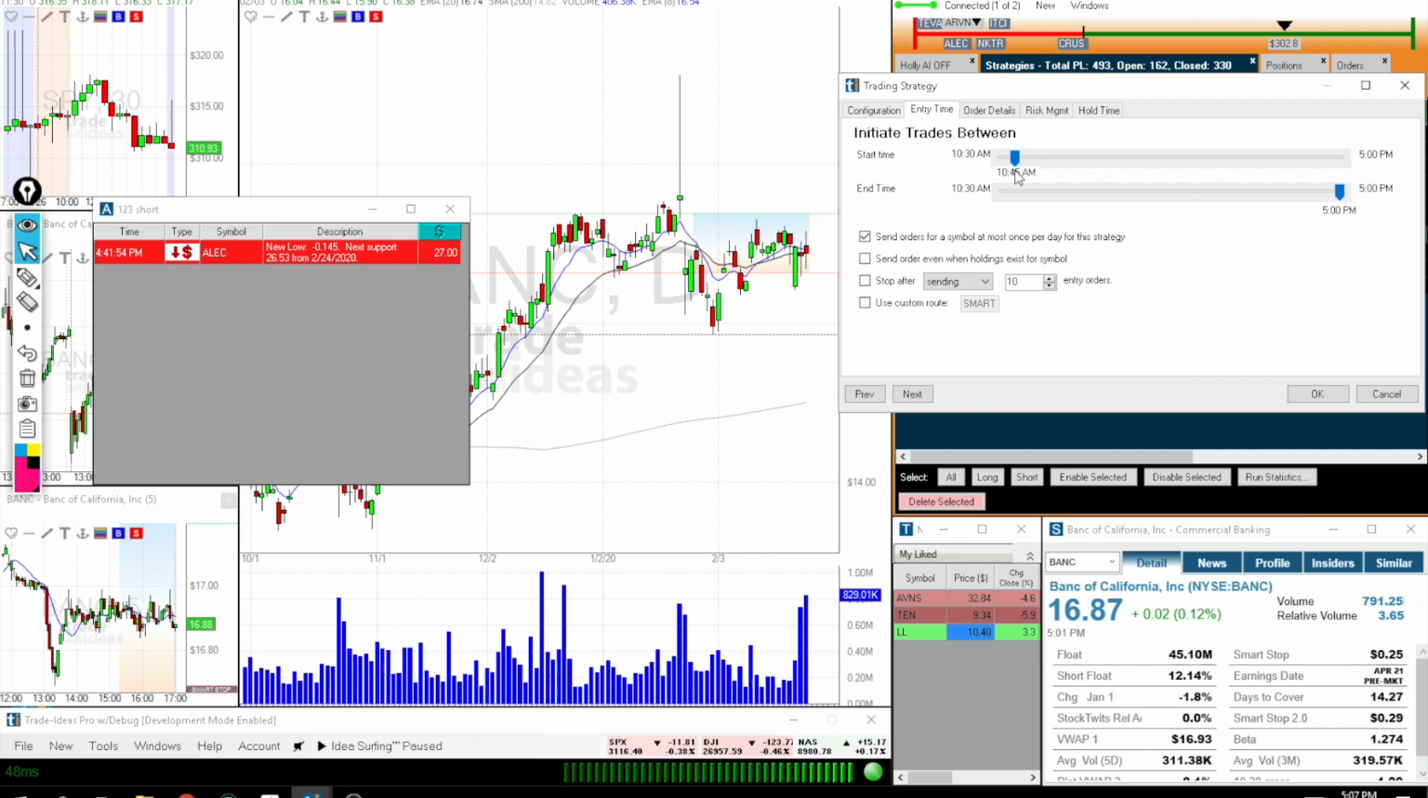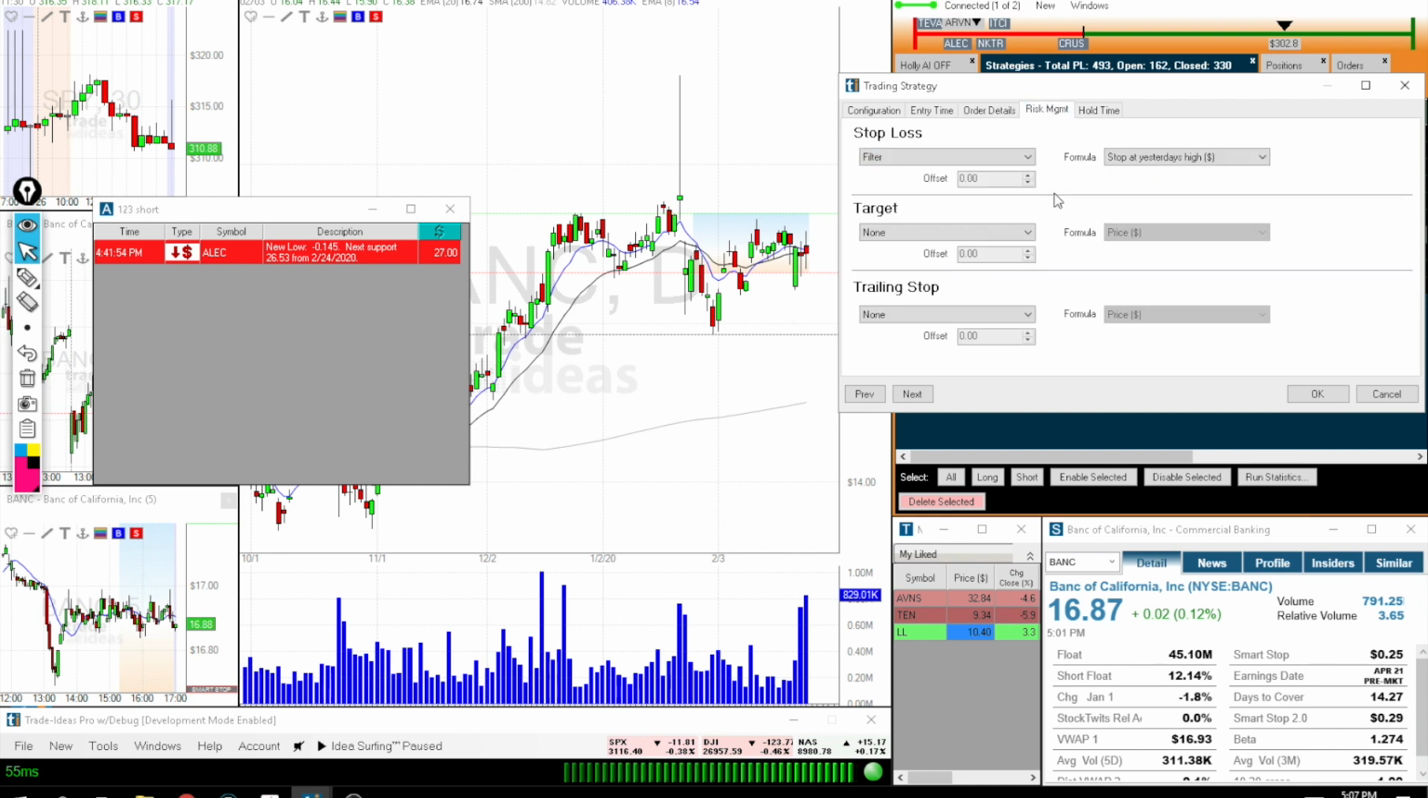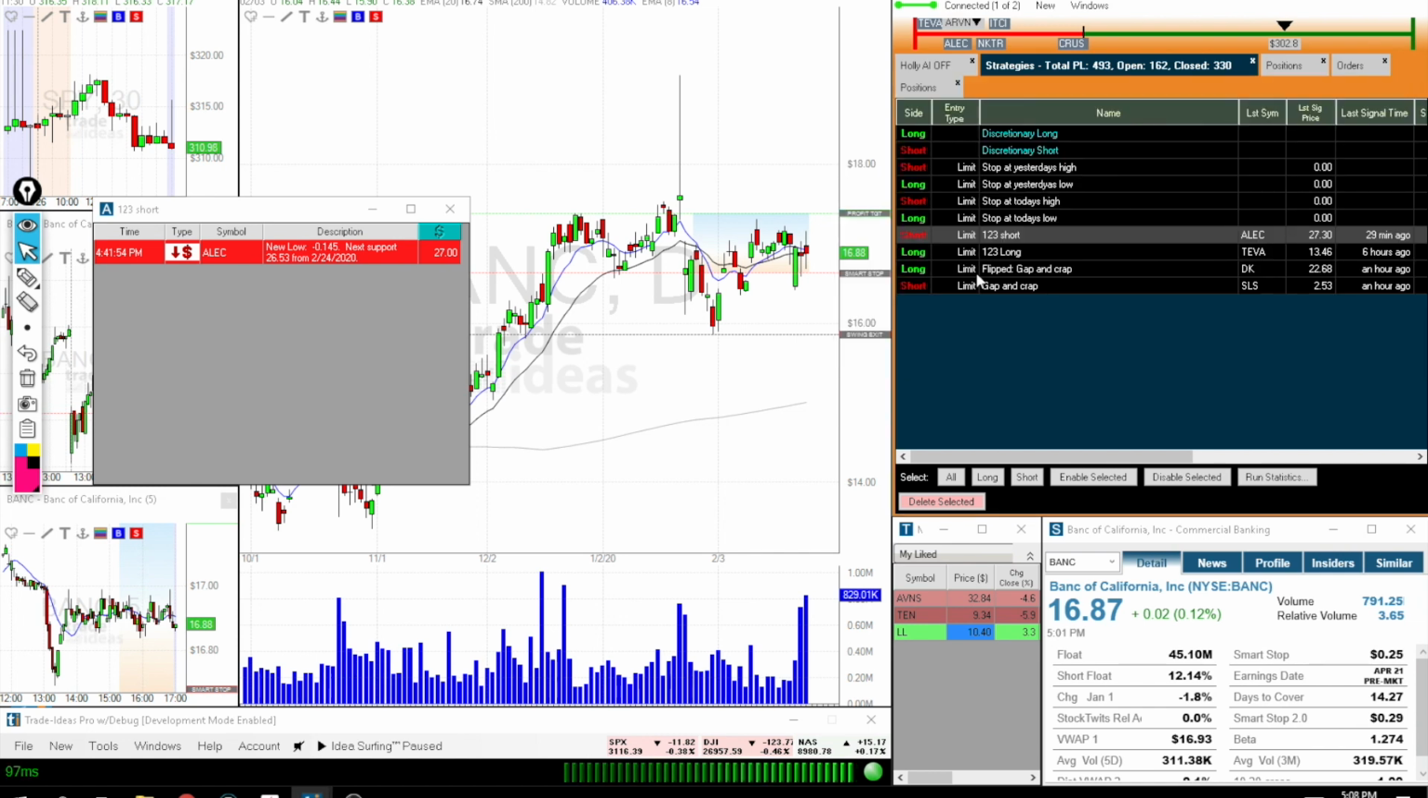I actually have the first 15 minutes cut out here, but I basically say I want to risk $100 on any given trade. I want the stop to be at yesterday's high, which is just a custom formula that I made. So, for example, if this is breaking down, it will put the stop at yesterday's high. And if it's the other way around, it will put the stop at yesterday's low. And then that's it.